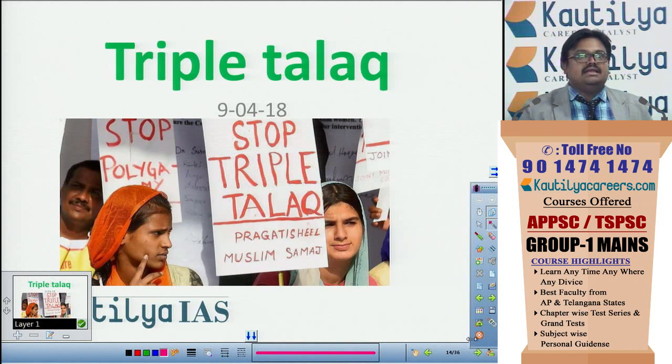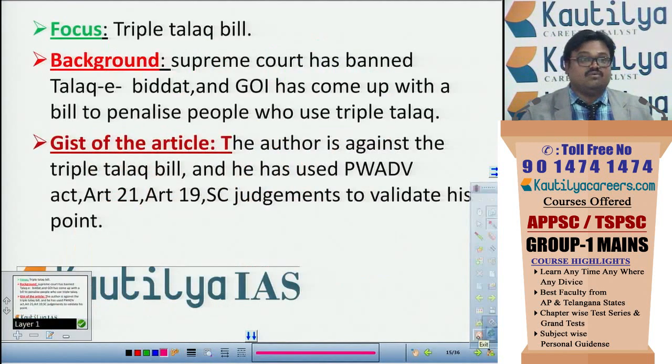Next, let us talk about this triple talaq. Now this triple talaq has been in news for the past 1 to 2 years. Now the focus of this article is on the triple talaq bill. If you look at the background, the Supreme Court has banned talaq-e-biddat.